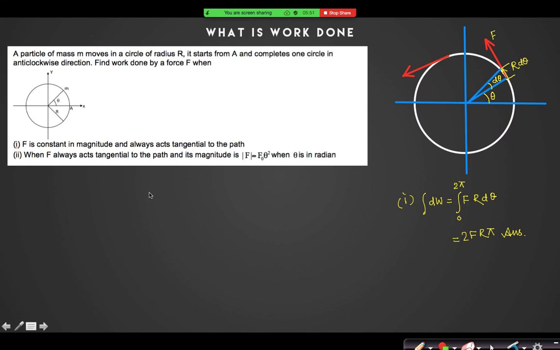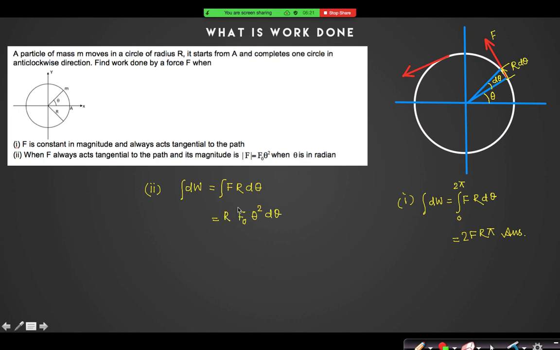Now in the second part, dW is the same, F into R d theta, but instead of F being a constant as I have taken here, I cannot take F to be a constant, and I cannot take it out of the integration. So what I will do, instead I will keep this as F naught into theta square, into d theta, right?